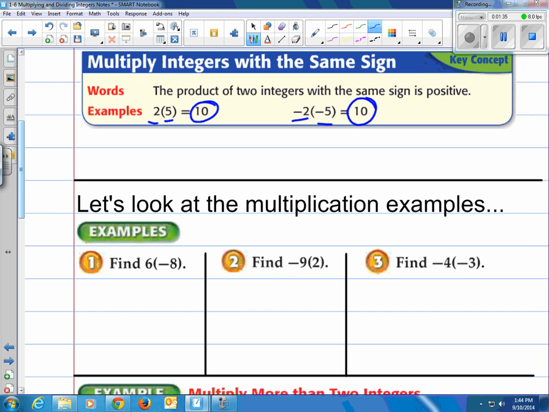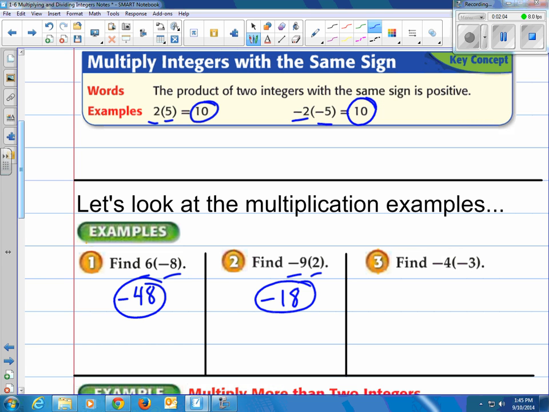And if you see, we have number 1, 6 times negative 8. Well, we have one positive, one negative. So when we multiply a positive and a negative, we have a negative answer. What is 6 times 8? 48. So the answer is negative 48. Number 2, we have a negative times a positive. So we have negative 9 times 2, which would be a negative answer because there's one negative. And 9 times 2 is 18, so it's negative 18.